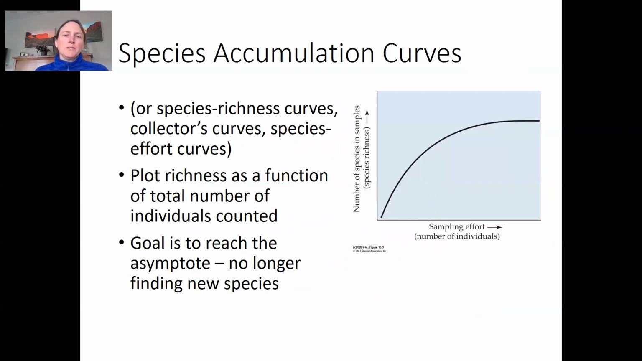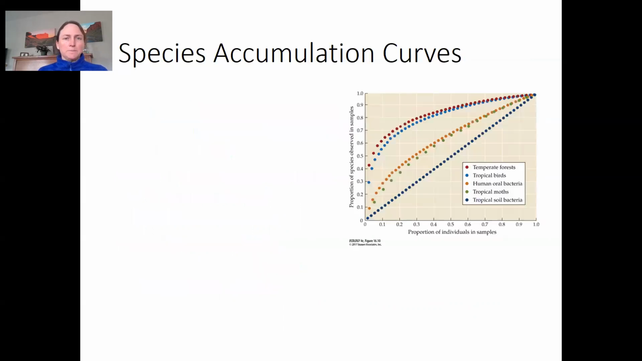So species accumulation curves are also called species richness curves, collectors curves, or species effort curves. And they're plotting richness as a function of the total number of individuals counted or the total number of plots counted. And the goal is to reach an asymptote where you're no longer finding new species.